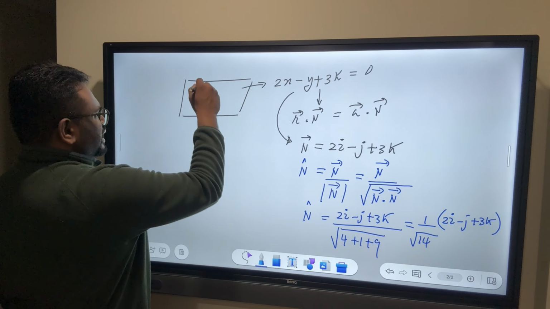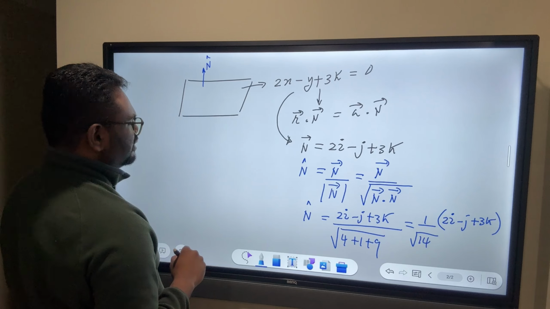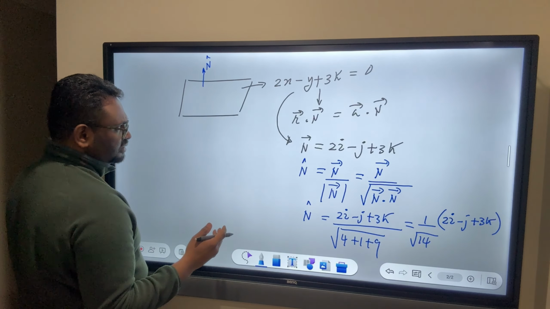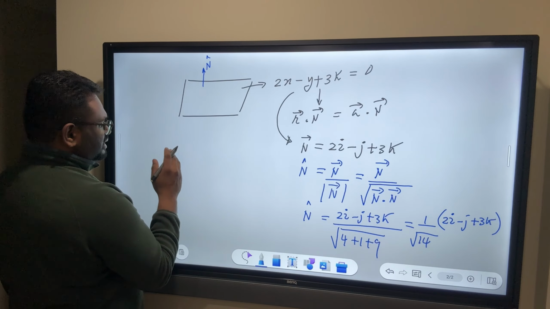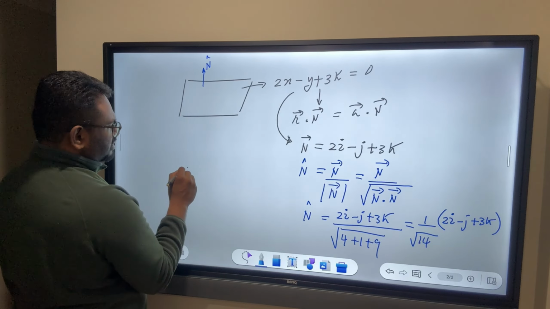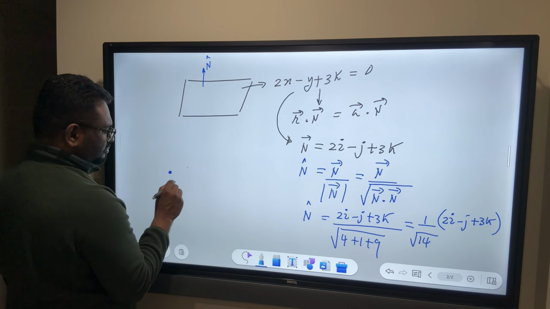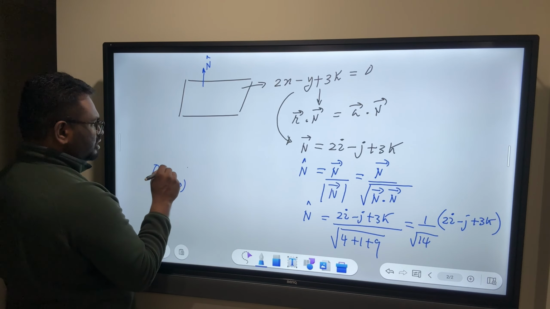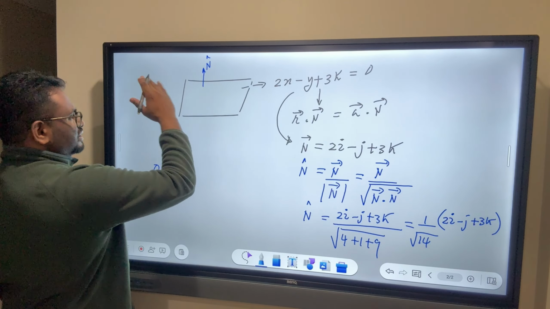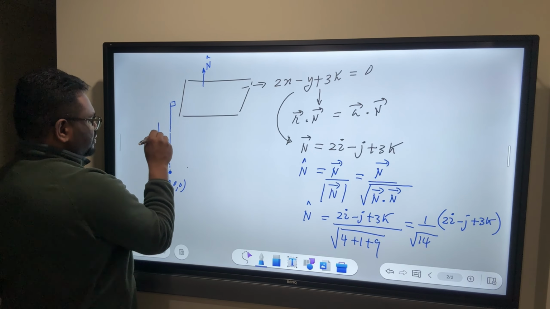Now once you find n hat here, suppose you need to find the perpendicular distance to this plane from some point, for example, take the origin. So from the origin, you need to find a perpendicular distance. This surface is infinitely extended. So this distance you need to find, h, for example.